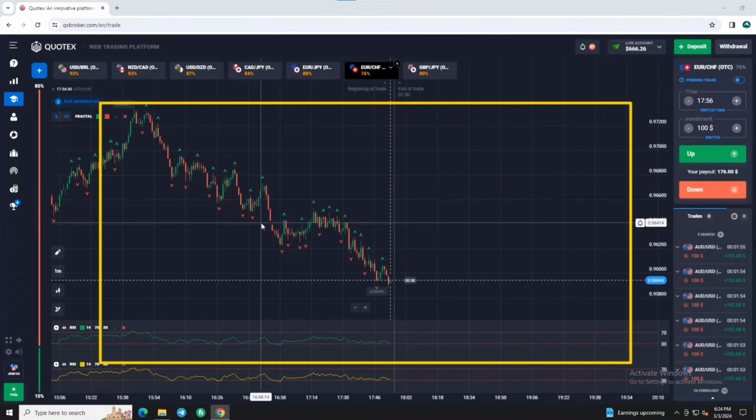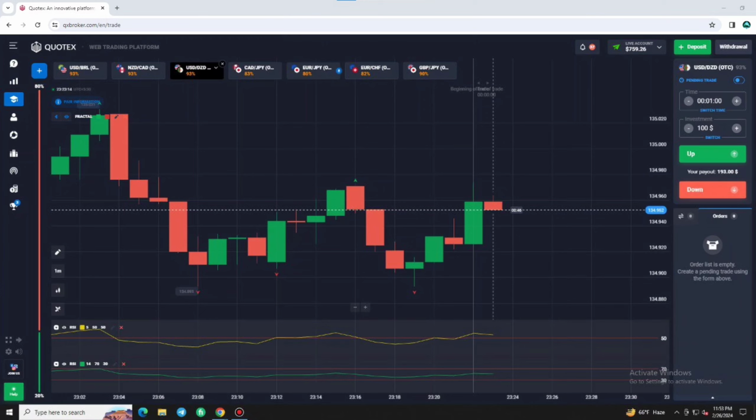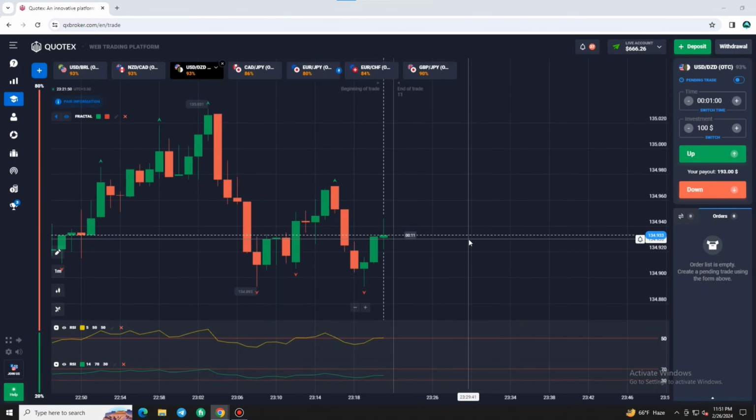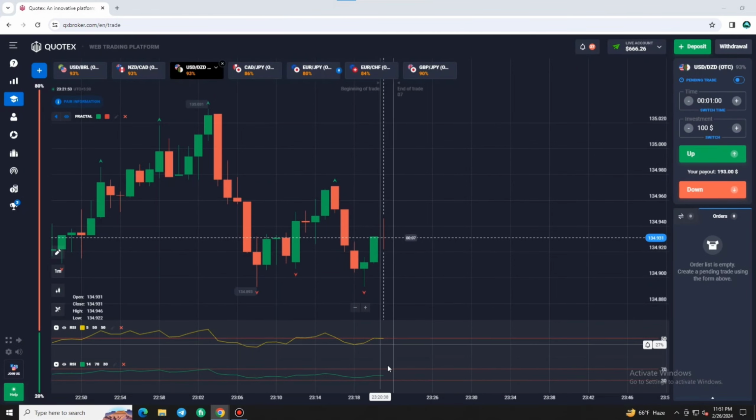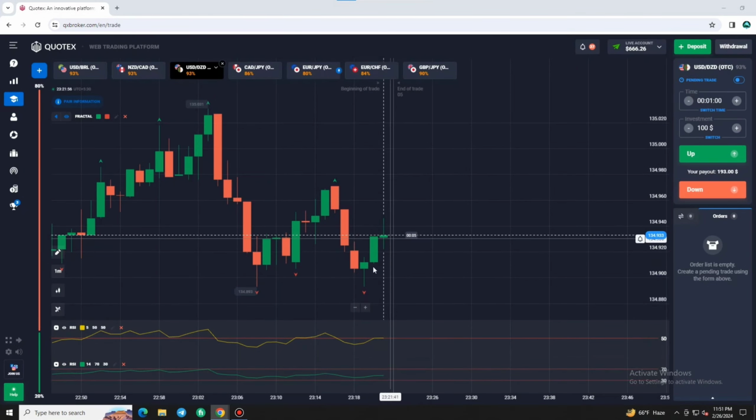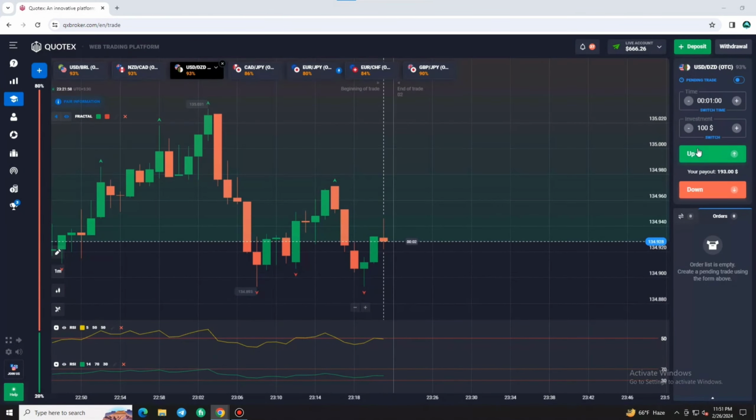So let's wait for a good opportunity. Okay, here we find a signal to take an upside sure shot trade opportunity, based on my strategy. Now here I place a trade for upside in 1 minute expiration. Let's place the trade for upside.